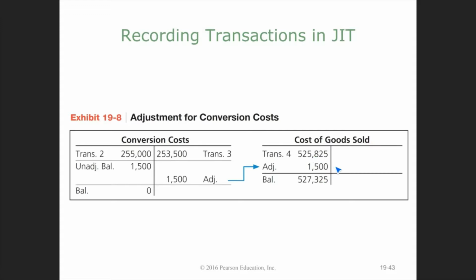And when we do that, we have to record that adjustment over here in cost of goods sold. So in cost of goods sold, we've got the debit for 525,825. We're going to record the debit for 1,500, because if you have a credit, you have to have a debit. You've got to balance it out. So we're debiting this cost of goods sold account for 1,500. And that's going to end up giving us the balance of 527,325 in our cost of goods sold account.